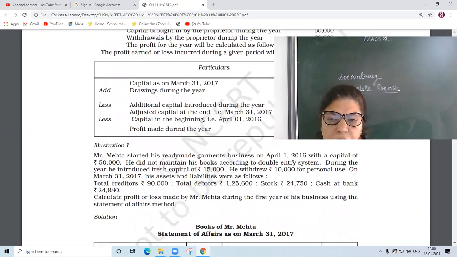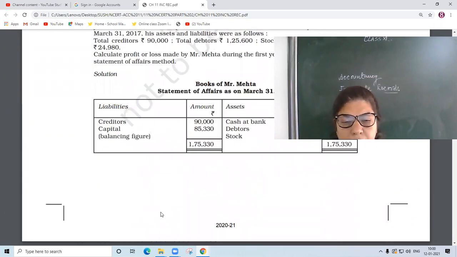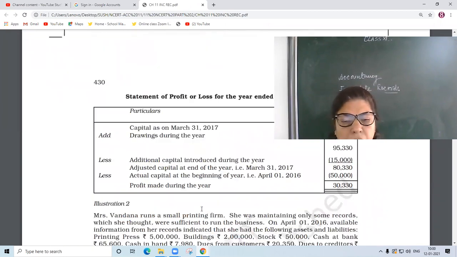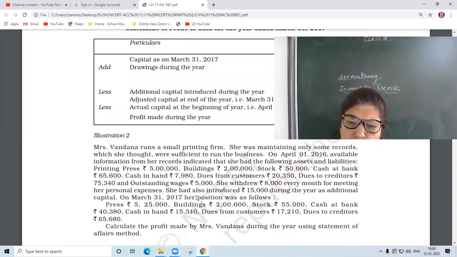In the next question, opening capital was given but closing was not given. So what to do? We should make a statement of affairs on the closing date to calculate closing capital. Very good. Got it? Okay. And then make the statement of profit and loss. Same format. Now, next question. What is the new thing in this question?